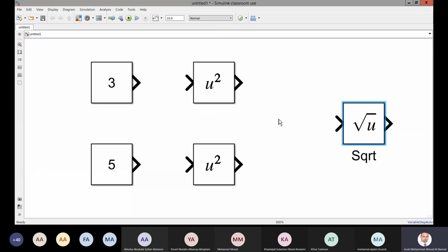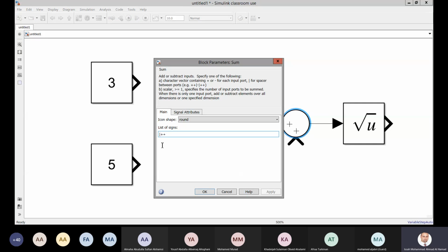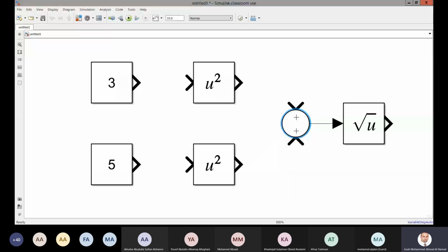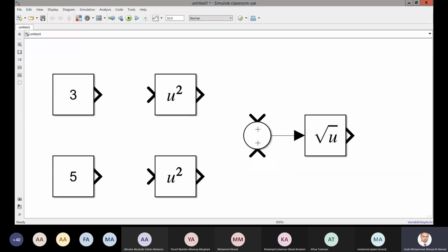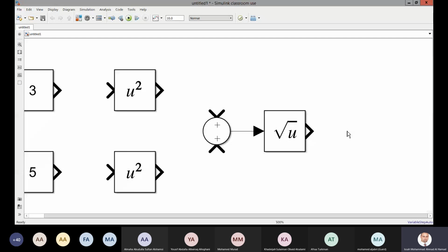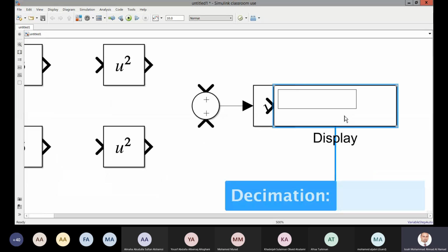However, before the square root, I need to add them together. So I need to add the summation. I start typing. So this is the sum. Okay, very good. I'm not satisfied with this location for plus here, so I can change it. Okay, very good. So now it's complete. I need also another block for the display, so I can start typing display. This is my display block.